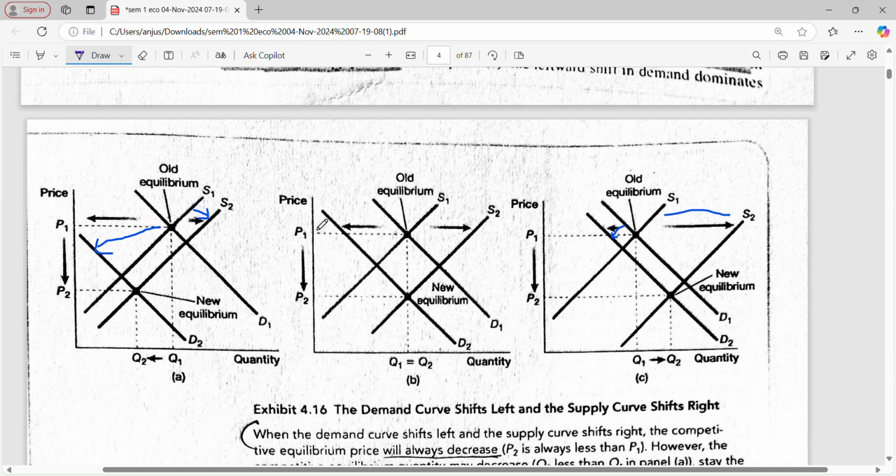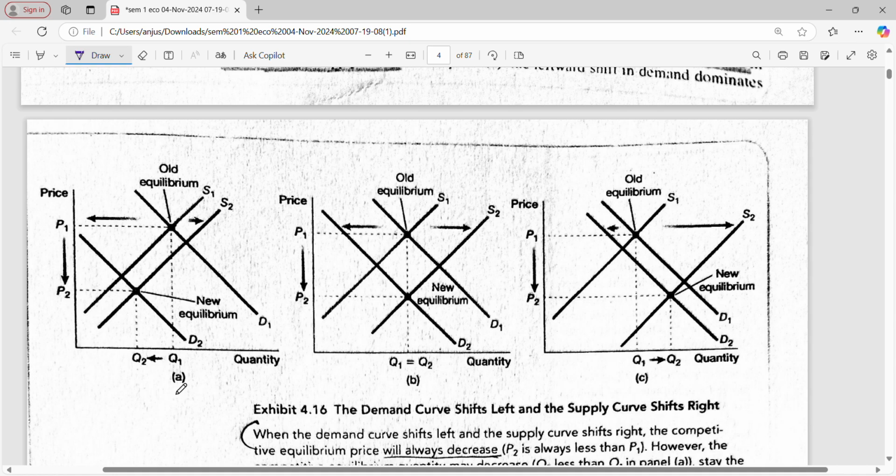So here are the three graphs. S1 is the old supply curve, P1 is the old price, D1 is the old demand curve, and P2, S2, D2 are all the new ones. And same with the quantity as well. So here we can see in the first graph, A, B, C, three graphs are here. In these three graphs, both the supply and demand curves shift at the same time.